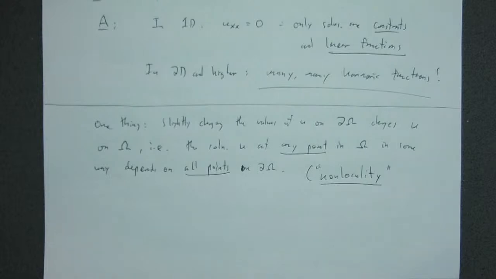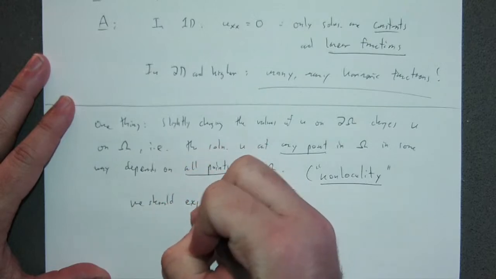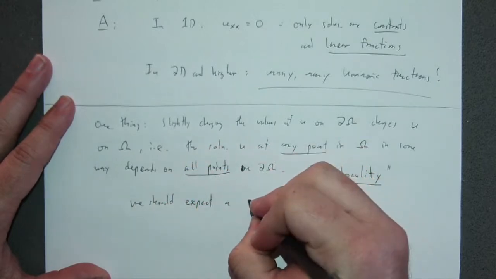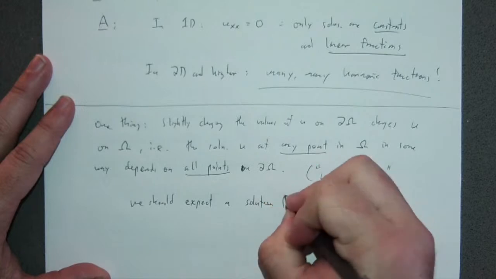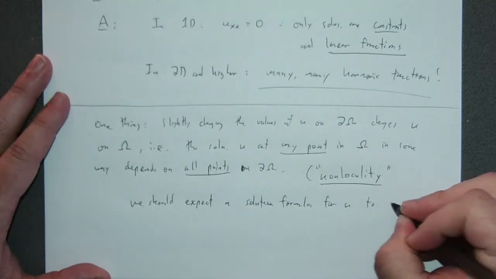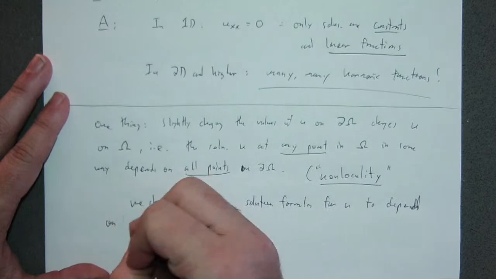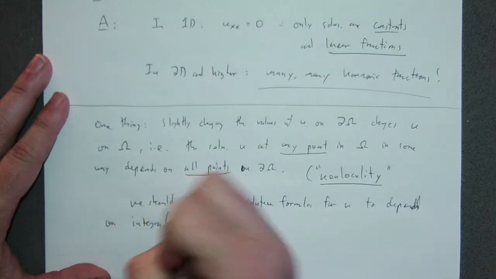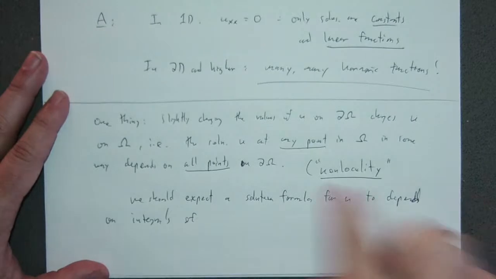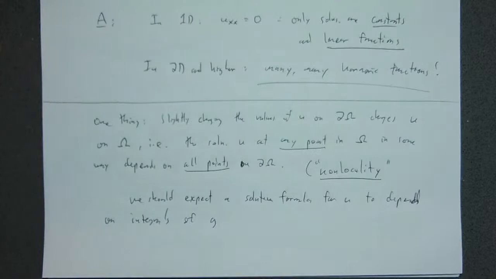So we should expect then a solution formula for u to depend on integrals of, say, the g, right? The value of u on the boundary itself. Okay.